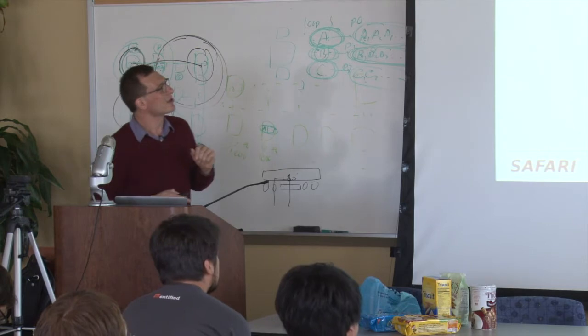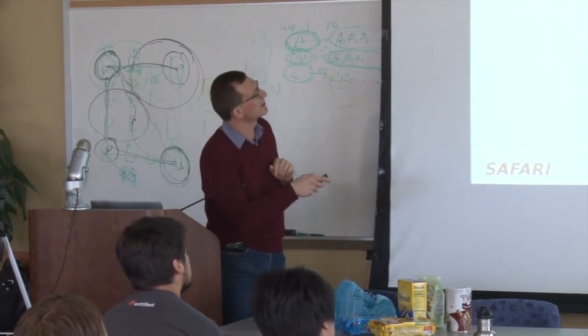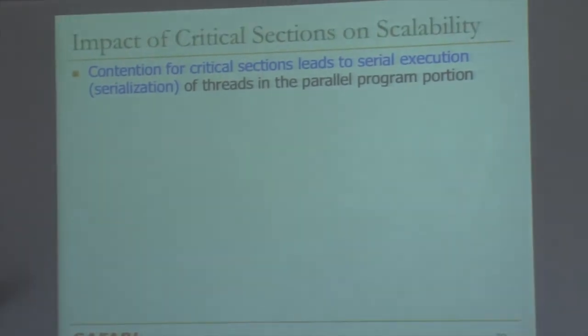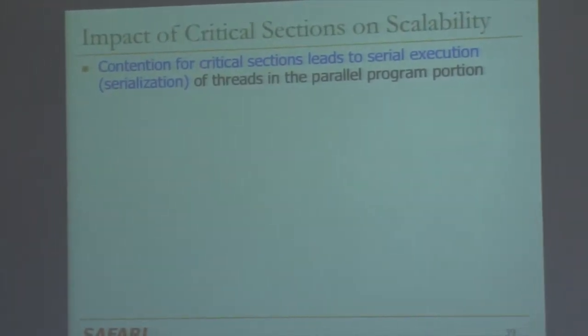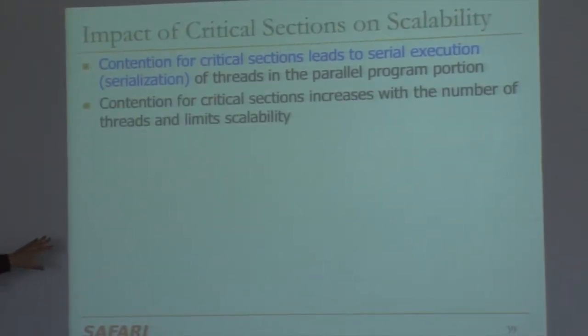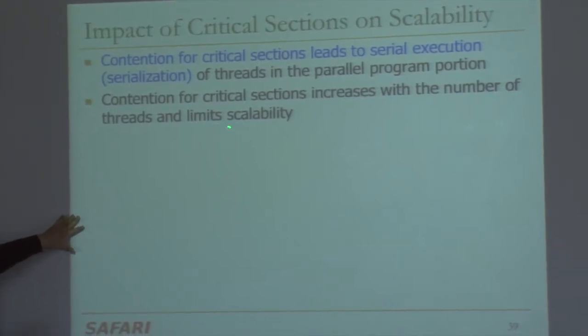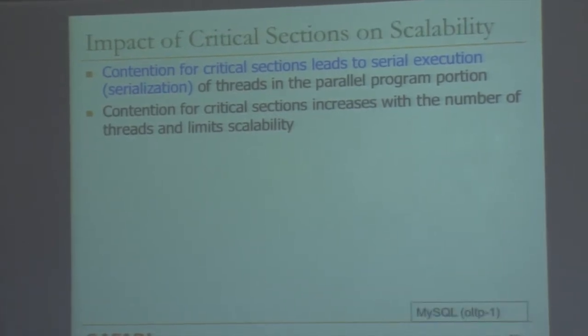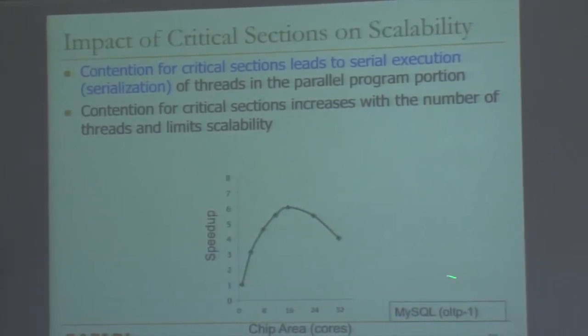Okay. So let's take a look at the impact of critical sections on scalability. Actually, I've already shown you this, but contention for critical sections leads to serial execution of threads in the parallel program portion. And this increases with the number of threads and limits scalability, because you're contending more if you have more threads, right? More threads are trying to access this lock.